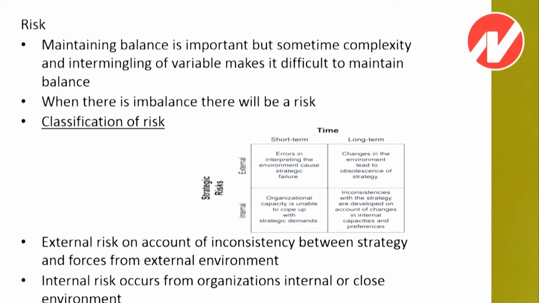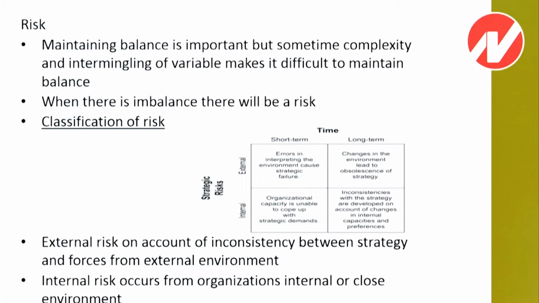So this is the classification of risk. You need to remember this. Now what is the meaning of external risk? External risk is on account of inconsistency between strategy and forces from the external environment, and the same thing you can write for internal risk. Internal risk is on account of inconsistency between strategy and forces from the internal environment, or capability, or resources, or know-how, technology, preferences, everything. Internal risk occurs from the organization's internal or close environment. This is what you are supposed to write if there is a question on risk.